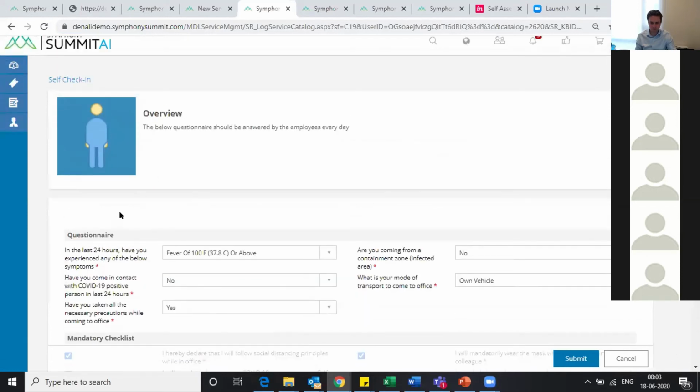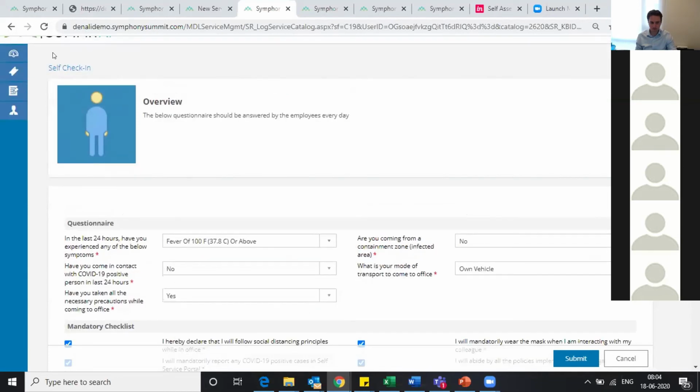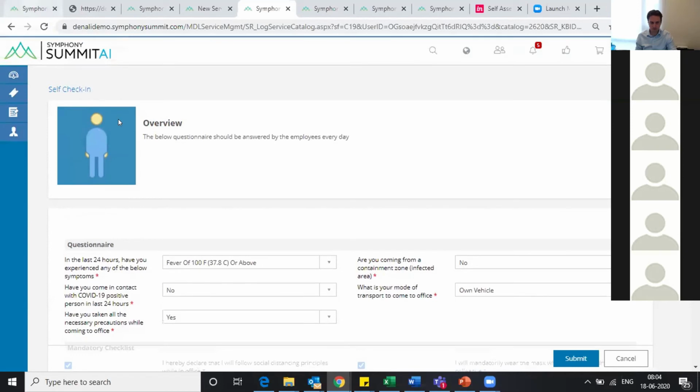In addition, you have complete control of this, and you're transforming digitally from the paper forms or Excel sheets recording. In addition, we can have complete control of how many employees have checked in by location, day wise, and also control the traffic in the organization. So the fourth use case that we talked about is the self-check-in process.